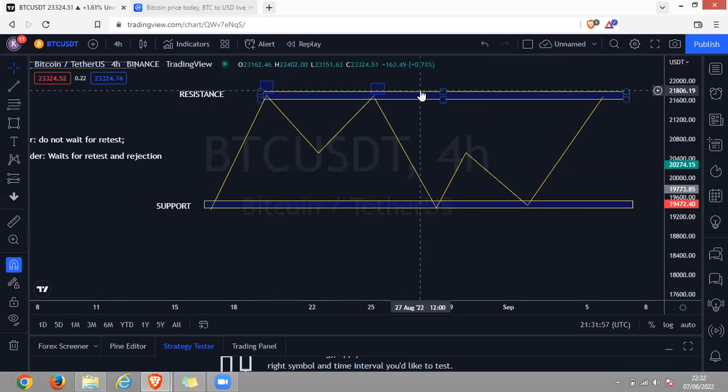Remember our calculation, $5 million worth of BTC should be giving us 214.3 BTC. So I'm looking at a zone where I can buy 214 BTC. I'm looking at a zone where I can buy 214 BTC. And where do you think I can get that zone?